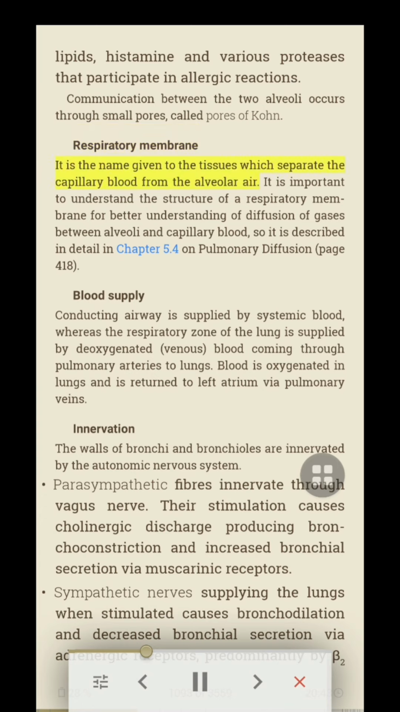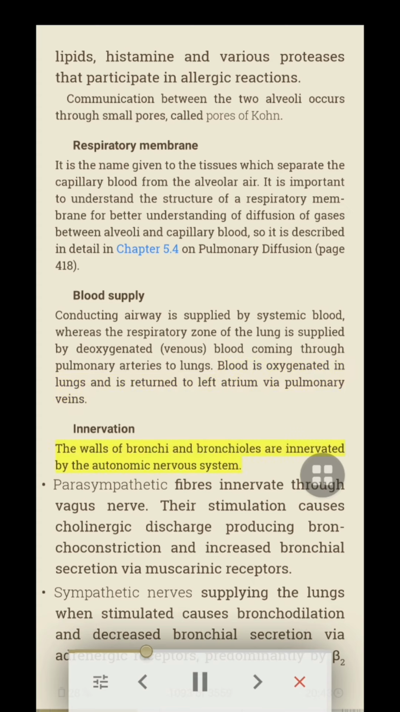Respiratory membrane. It is the name given to the tissues which separate the capillary blood from the alveolar air. It is important to understand the structure of a respiratory membrane for better understanding of diffusion of gases between alveoli and capillary blood, so it is described in detail in Chapter 5.4 on pulmonary diffusion, page 418. Blood supply. Conducting airway is supplied by systemic blood, whereas the respiratory zone of the lung is supplied by deoxygenated, venous blood coming through pulmonary arteries to lungs. Blood is oxygenated in lungs and is returned to left atrium via pulmonary veins.